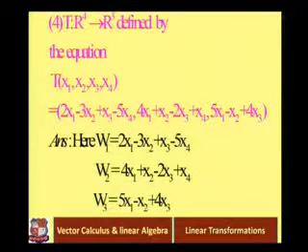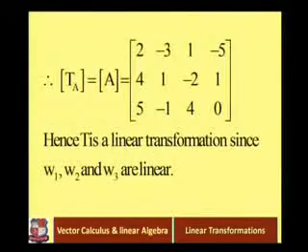And similarly we take the third coordinate. What is the third coordinate? 5x1 minus x2 plus 4x3. So what are the coefficients of x1, x2, x3, x4 in the third coordinate? They are 5, minus 1, 4 and 0, which is our third row.